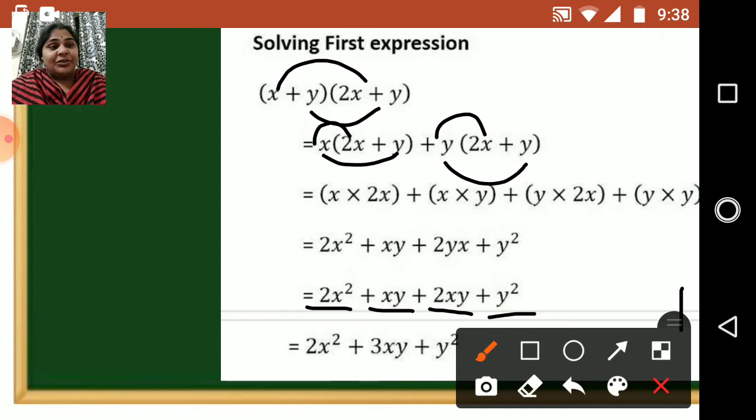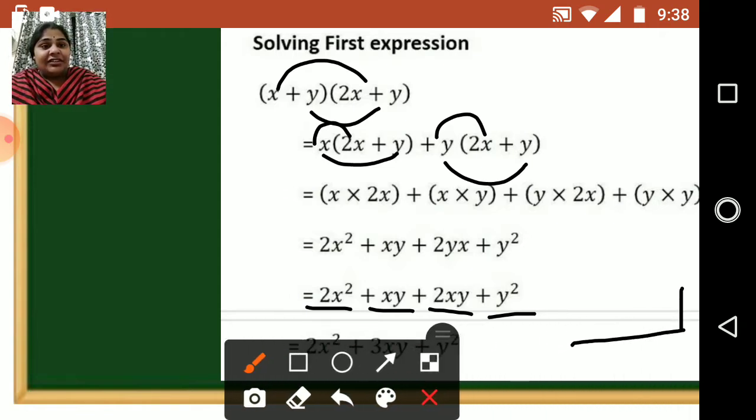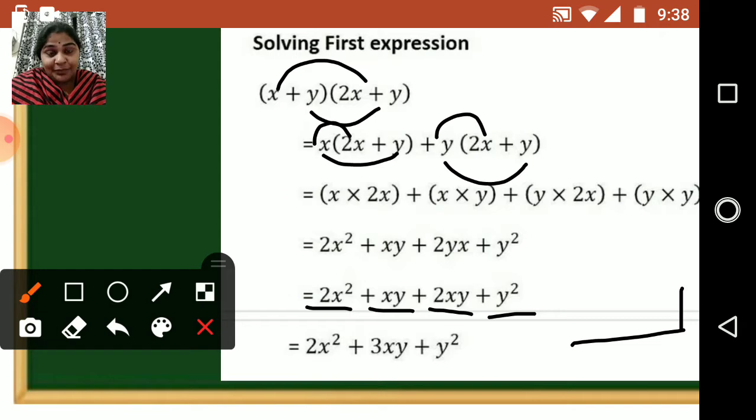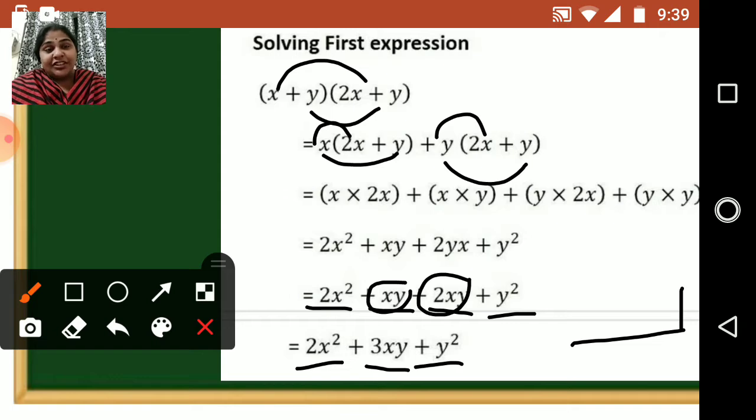Now here, after doing this, children, we have to just see whether we have any like terms. If we have, we will further add and simplify them. So here you can see there is an xy term and here there is 2xy. So the variables are the same with their powers also. So these are like terms. So 2xy plus xy is 2 plus 1, that is 3, so 3xy. So 2x square plus 3xy plus y square is our simplified expression for the first expression.